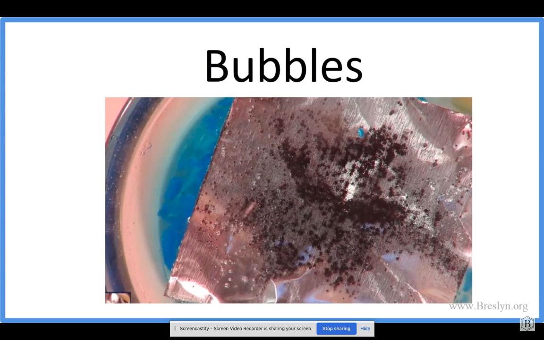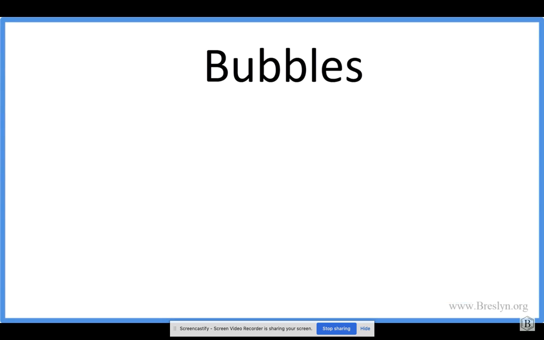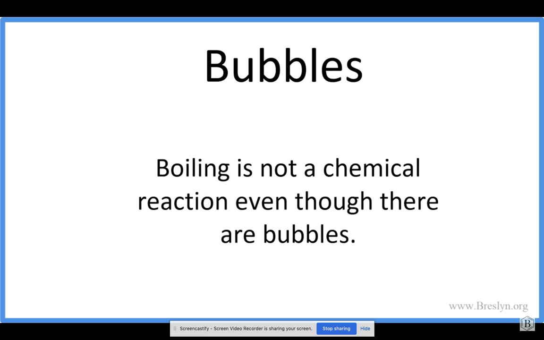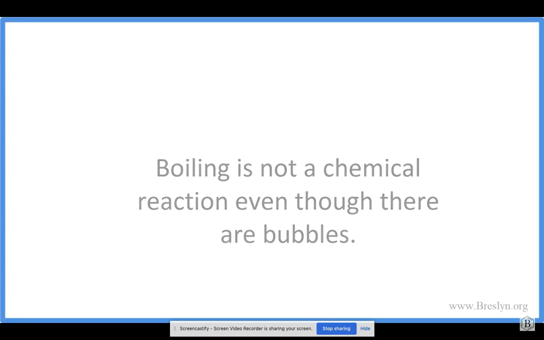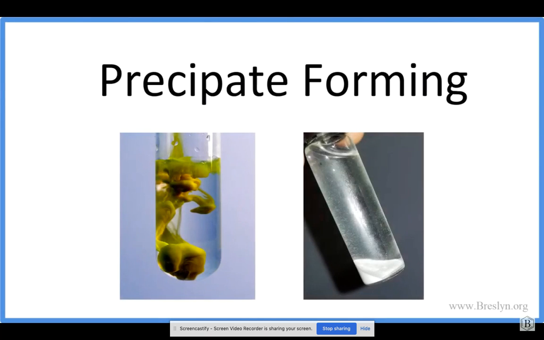Be careful because boiling is not a chemical reaction, even though there are bubbles. It's still water before, during, and after boiling. Bubbles can be a sign. The formation of a precipitate is usually evidence of a chemical reaction. This happens when you mix 2 liquids together and a solid forms, and that solid falls to the bottom of the test tube. When you see a precipitate, you're pretty sure a chemical reaction took place.